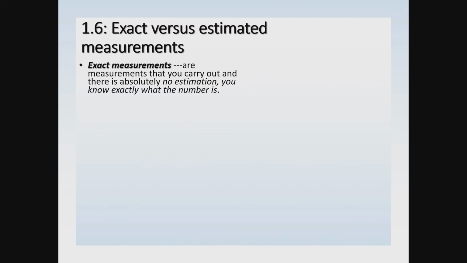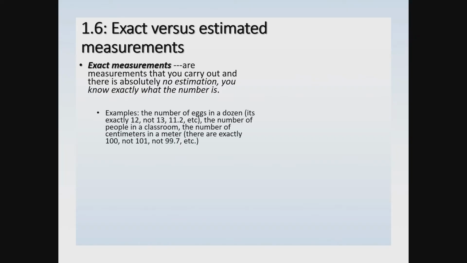Now, when you're dealing with metric conversions, you'll get something like, for example, that there are 1,000 grams in a kilogram. That in itself is also an exact number. We know that there are exactly 1,000 grams in a kilogram, and we don't really have to estimate how many grams there are in a kilogram.